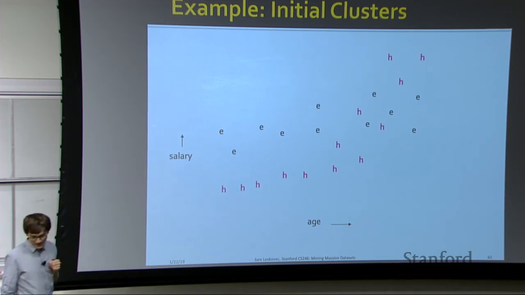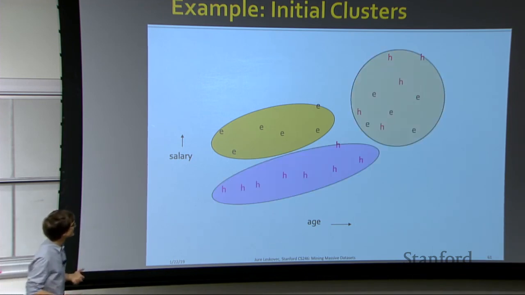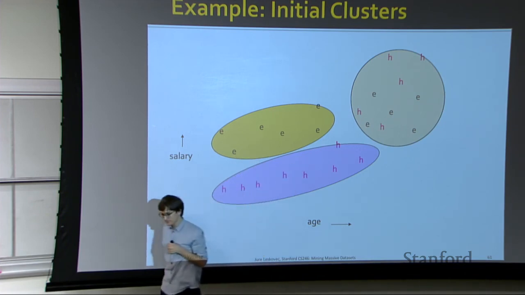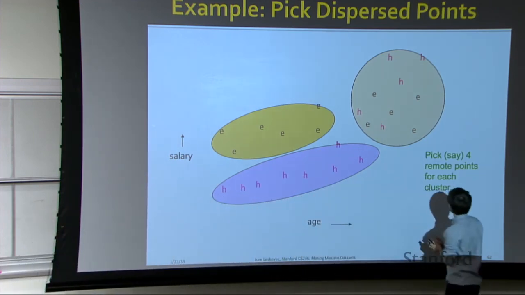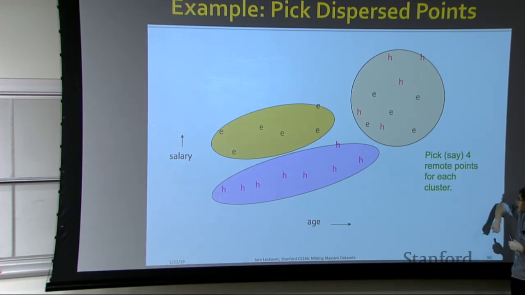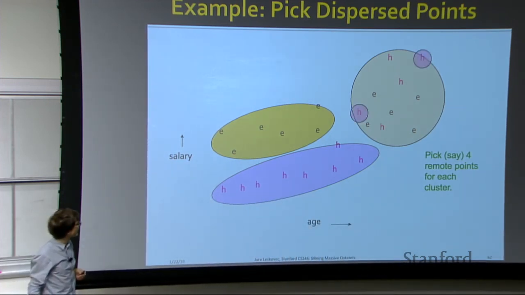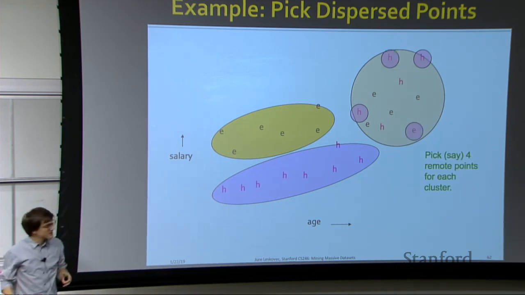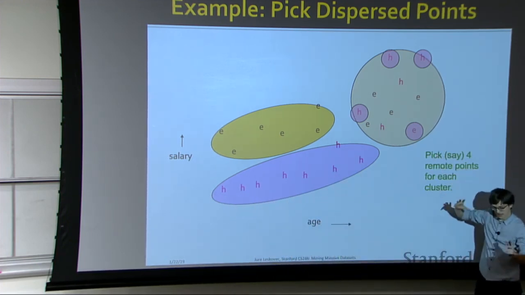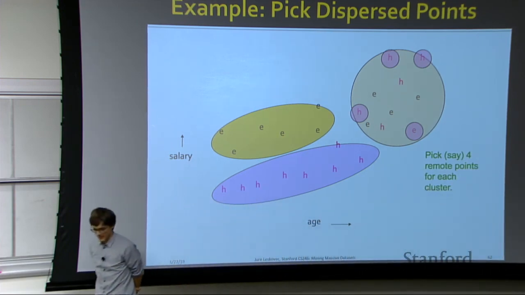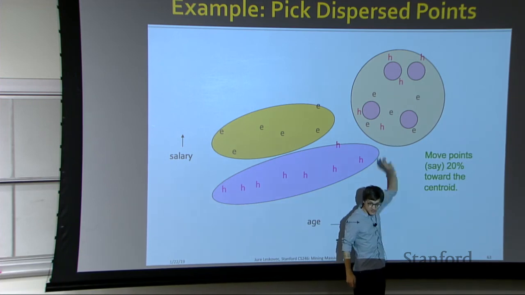So the idea is that given my data set, I will load some sample of it into the main memory. I will compute hierarchical clustering. Let's say I will find these three clusters. And let's say now that what I want to do is for each of these clusters, I want to pick, let's say, four remote points, points that are far from each other, as representative points for each cluster, right? So I could select points that are far away from each other like this, and these are the representative points. Now I don't represent the cluster by these points alone, I also compute the centroid, and then I move the points a bit closer to the centroid. So what this means is that these points will move a bit closer to the center. And these are now my representative points for this cluster.